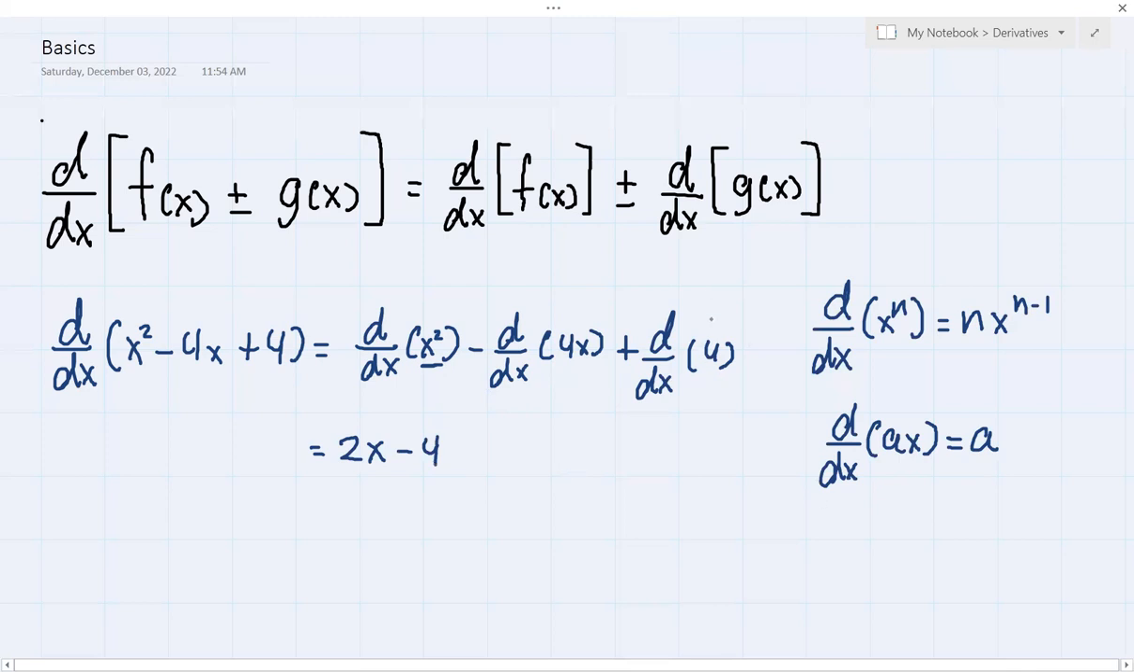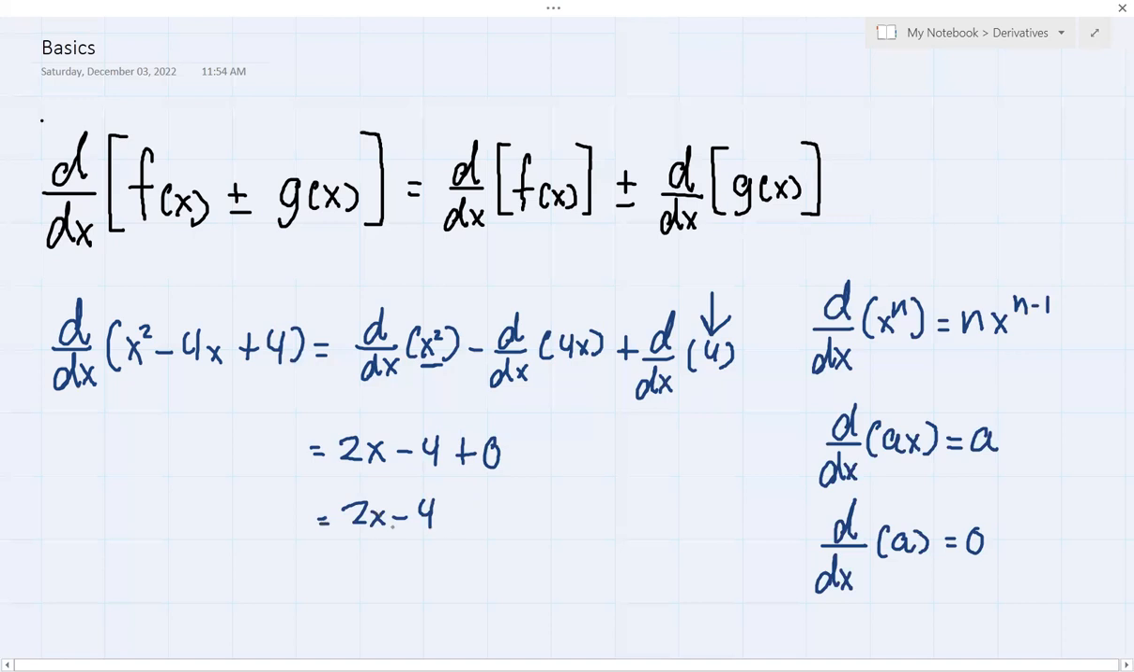Okay? And lastly, we have a constant term of 4. So paano to? Remember, ang derivative ng constant term ay 0. So since 4 is a constant term, anong derivative niya? 0. So plus 0. So let's simplify. We have 2x minus 4. And yan yung sagot natin.